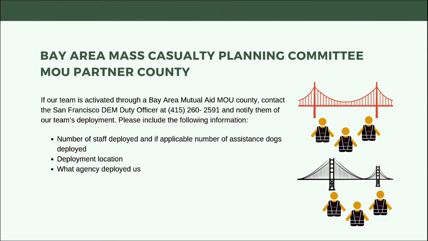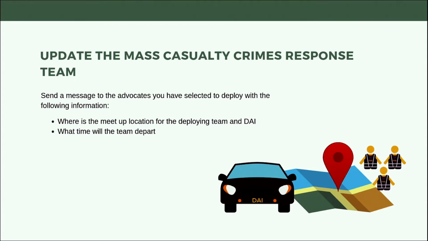If our team is activated through the Bay Area Mutual Aid MOU, you'll contact the San Francisco DEM duty officer and notify them of our team's deployment. Please include the following information: the number of staff deployed, and if applicable, the number of assistance dogs deployed, the deployment location, and what agency deployed us. Update the Mass Casualty Crimes Response Team.